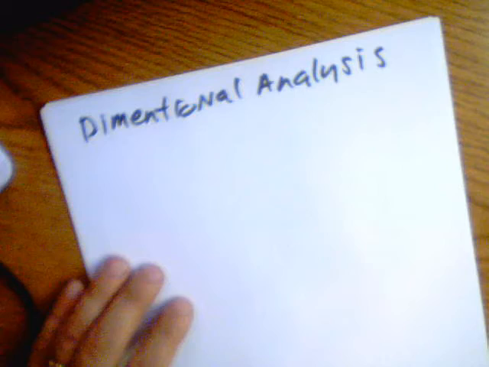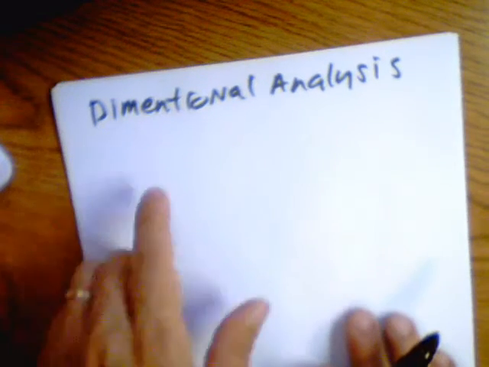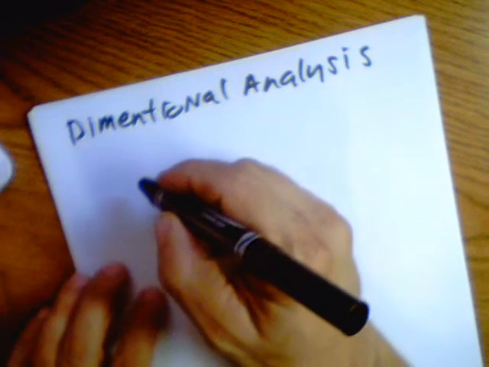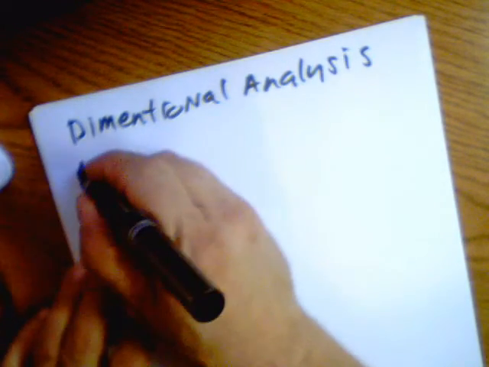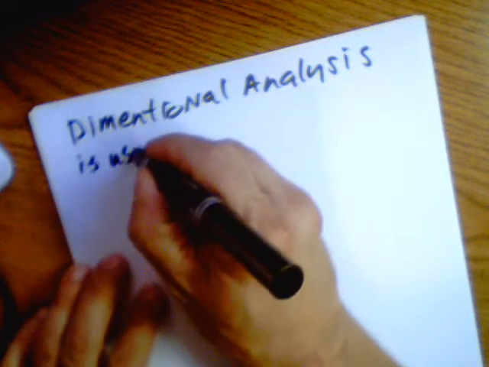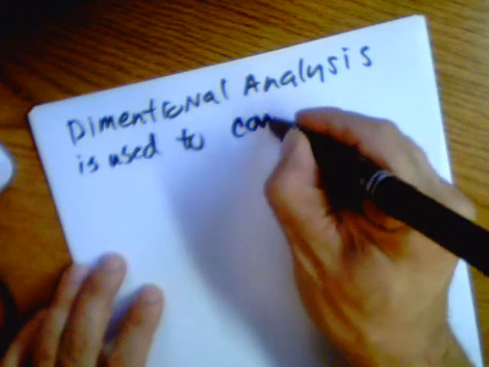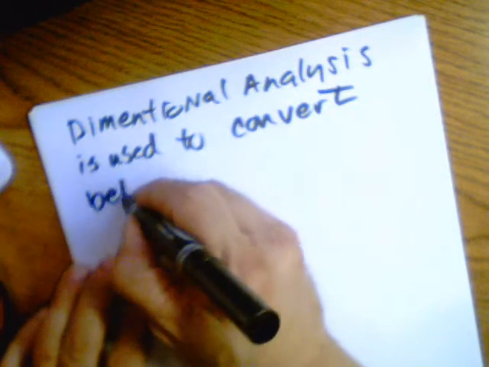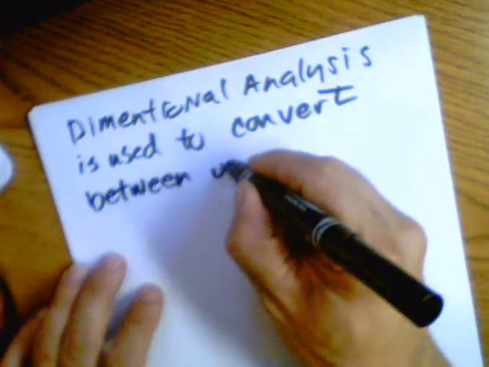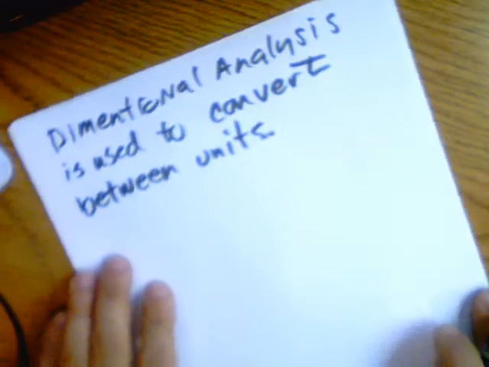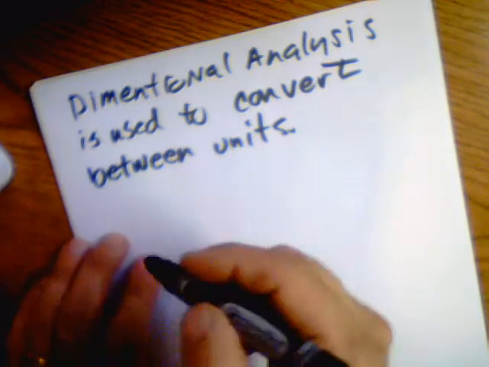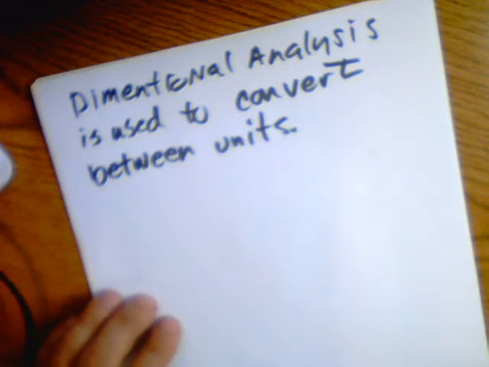I'm on page 38 of your textbook. We're talking about dimensional analysis. Dimensional analysis is used to convert between units. It's a mathematical equation that we set up. Here is a simple example of the use of dimensional analysis to convert within units.